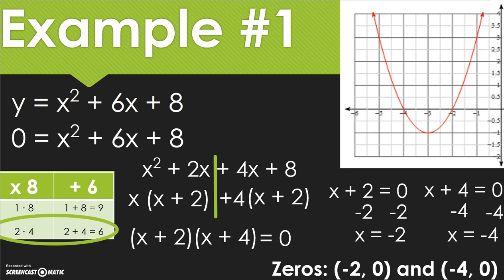So you notice our zeros are (-2, 0) and (-4, 0). Well, if you look up at the graph, that's exactly where this graph crosses the x-axis. So solving by factoring, we're going to get the same exact answers. We just don't have to graph it. We solve it algebraically.